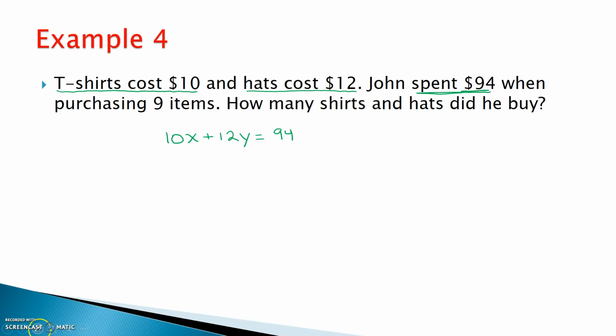Well, the key to this one is it's all in this part here. He purchased 9 items. What kind of items did he purchase? He purchased t-shirts and he purchased hats. That means that here's my second equation. T-shirts, I used x. So I'm going to say, hey, if you purchase x amount of t-shirts, in addition to that, you purchase y amount of hats, how many items is that? How many t-shirts and hats? Well, that is going to be 9 items. That's actually, I think, the trickiest equation to write here because it's kind of subtle. It's snuck in there.